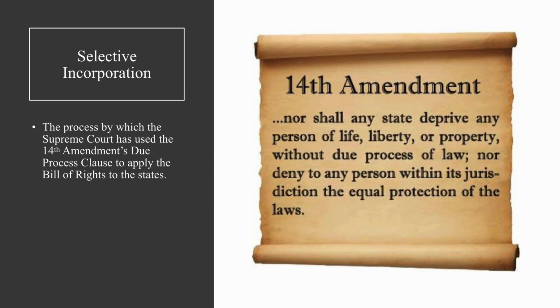The process by which the Supreme Court has used the 14th Amendment's due process clause to apply the Bill of Rights to the states is known as selective incorporation. So again, originally the Bill of Rights didn't apply to the states, but through various court cases, you're going to see that a lot of these cases coming up are called selective incorporation cases. They're going to start to apply the Bill of Rights to the states and say, hey, states, you've got to start recognizing these provisions in the Bill of Rights.